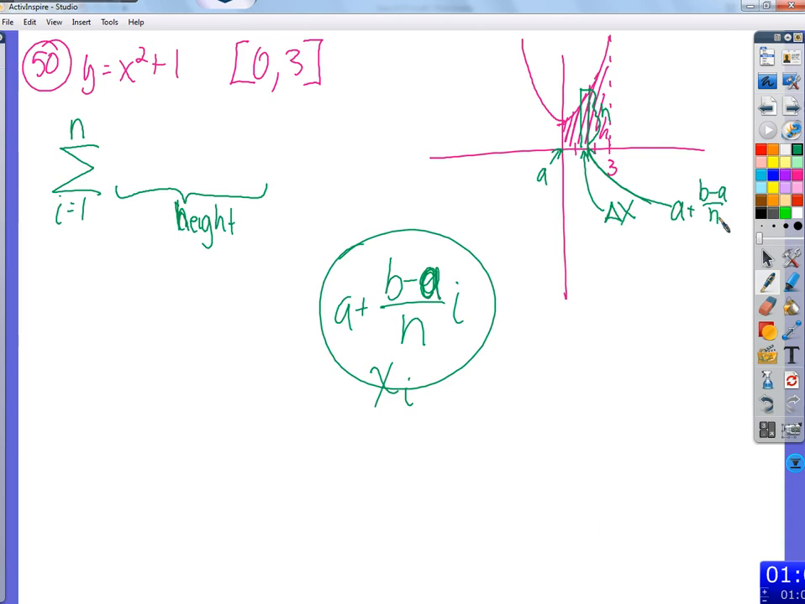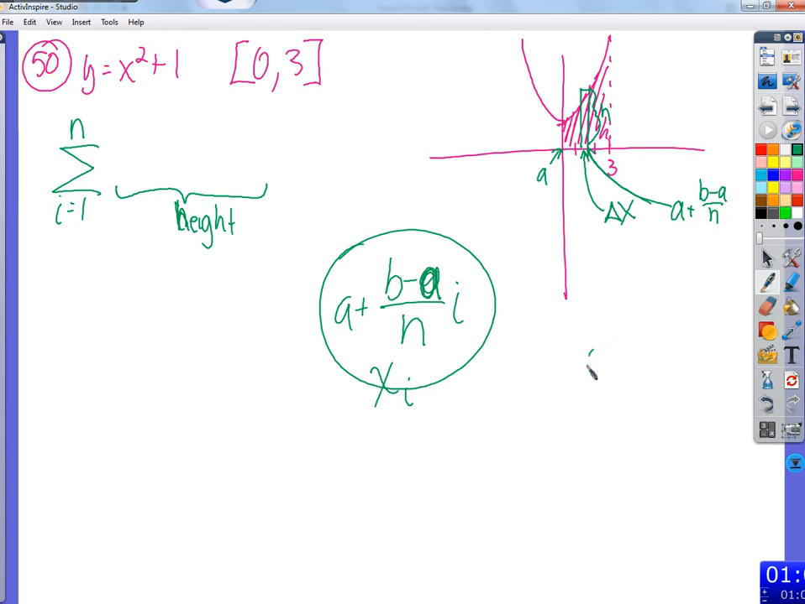We'll let all the rectangles be the same width. Technically, the rectangles don't have to all be the same width, because once we let them go to infinity, even if one started out a little bit wider than another, they'll both be so skinny, so scrunched in there, that it won't really matter. But we'll assume the same width because that's a lot easier. B minus A over N will be the width of one rectangle. That'll be the rule for finding the width of any rectangle. Okay?